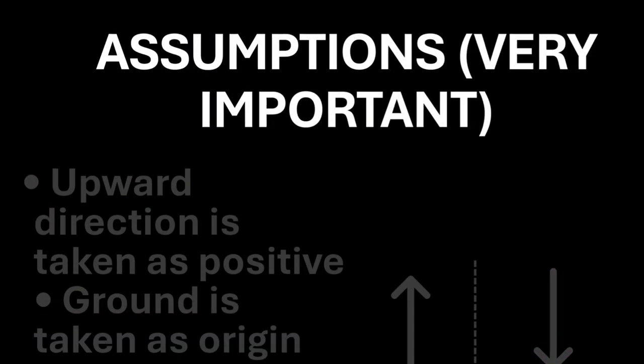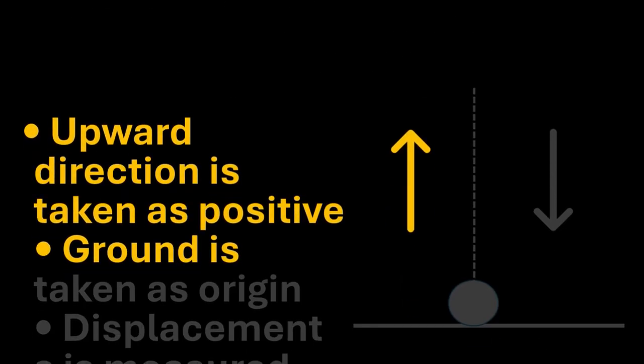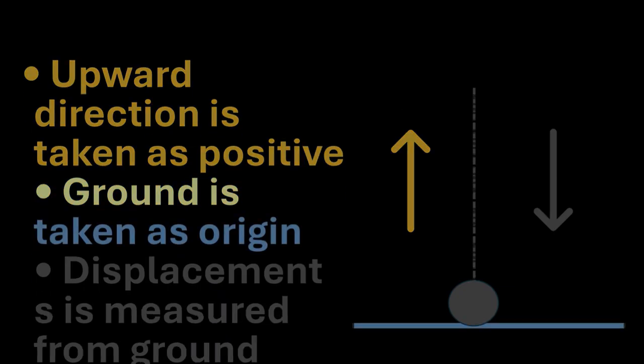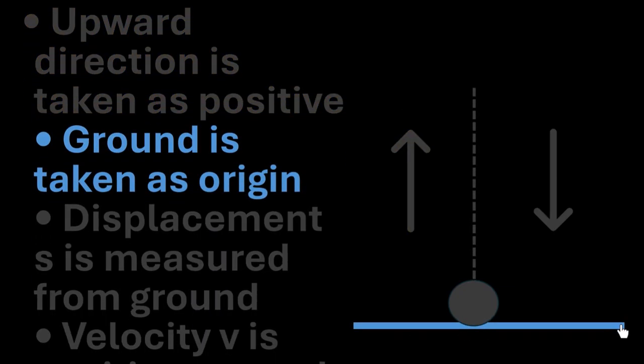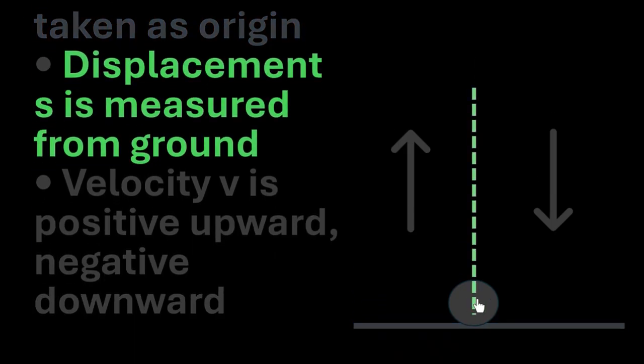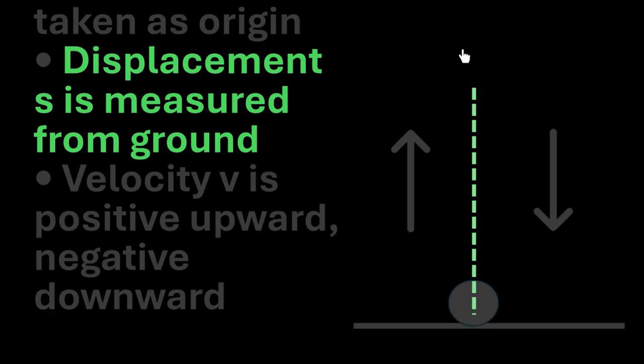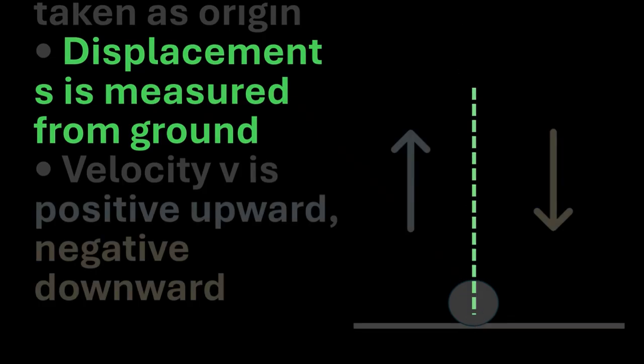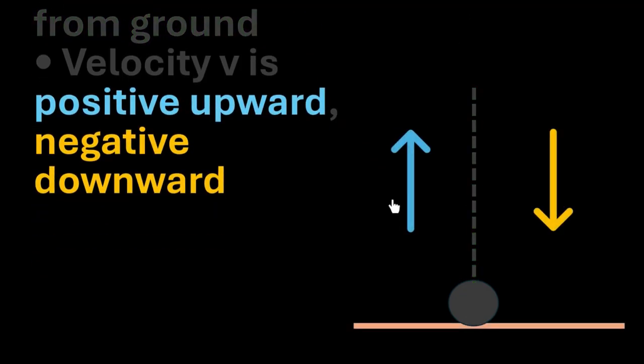So the assumptions, the sign convention actually: upward direction is taken as positive. And the ground is taken as the reference origin, and displacement is measured from the ground to all the points above it. Upward is positive and downward is negative. So anything which is acting upward will be considered positive, and anything acting downwards will be considered negative.